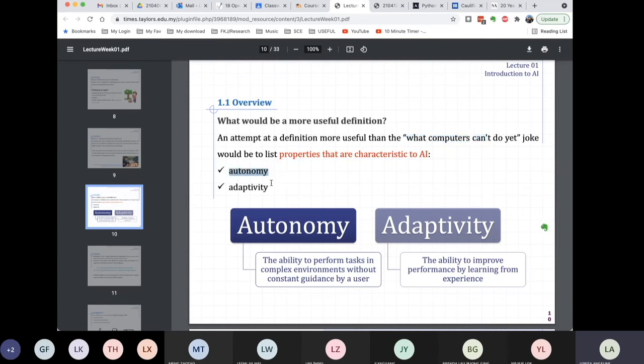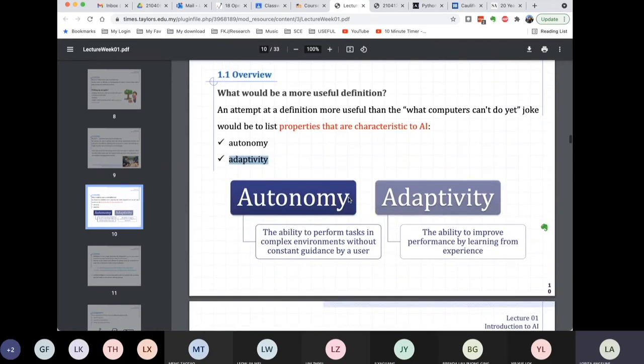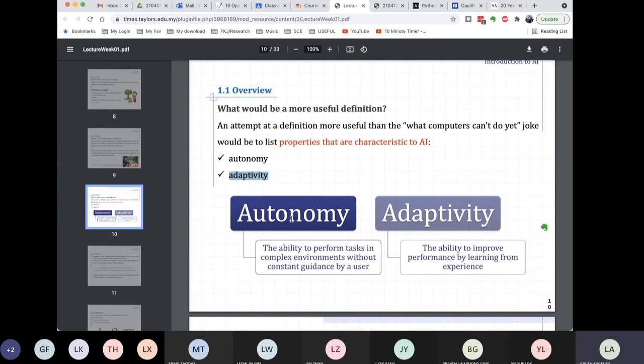The first one is autonomy, and the second one is adaptivity. What do we mean by autonomy here? Autonomy is the ability to perform tasks in complex environments without constant guidance by the user. Adaptivity is the ability to improve performance by learning from experience. From the word autonomy, we can tag the keywords without constant guidance. And for the word adaptivity, we can tag the keywords learning from experience.